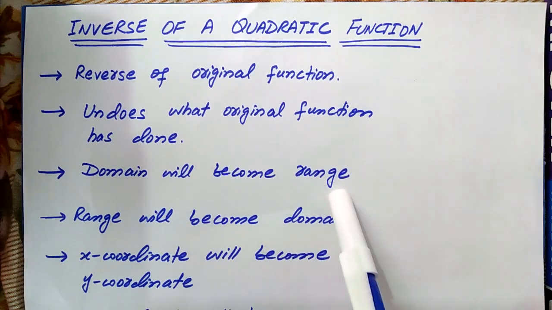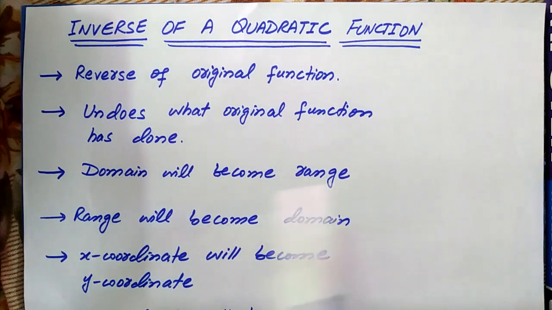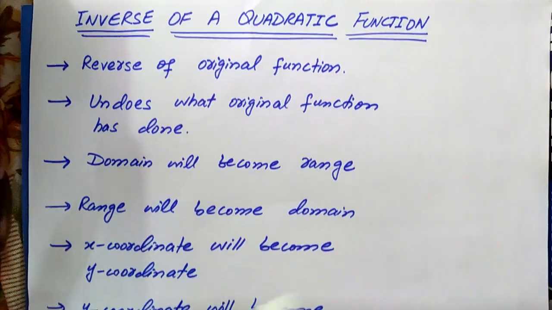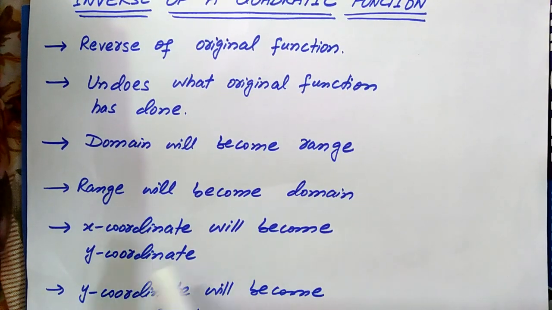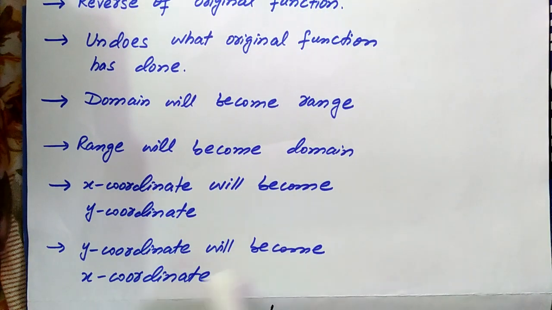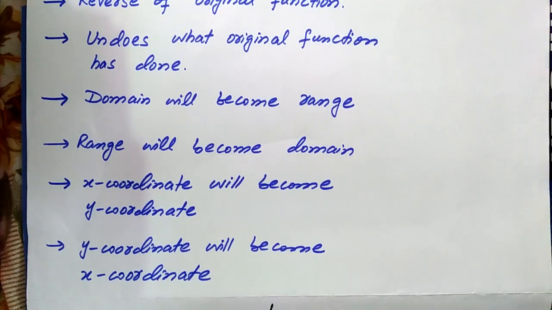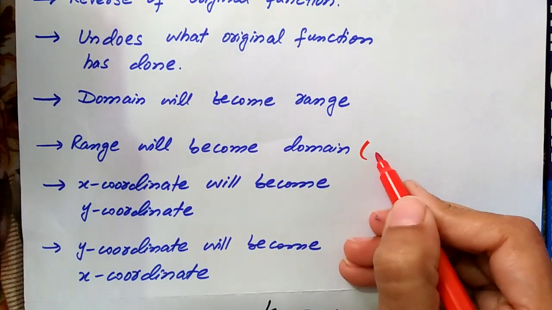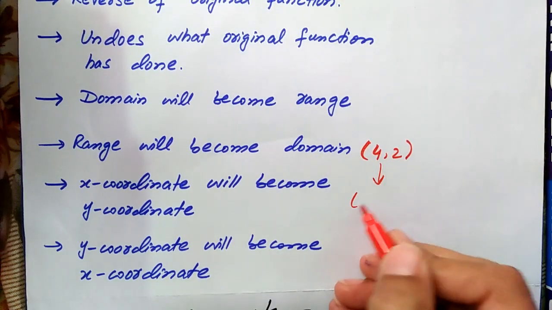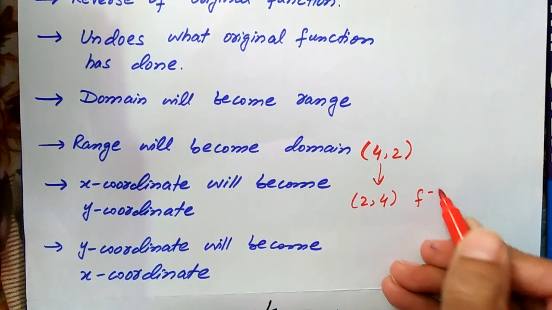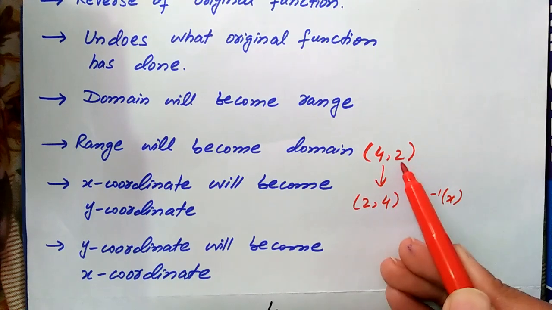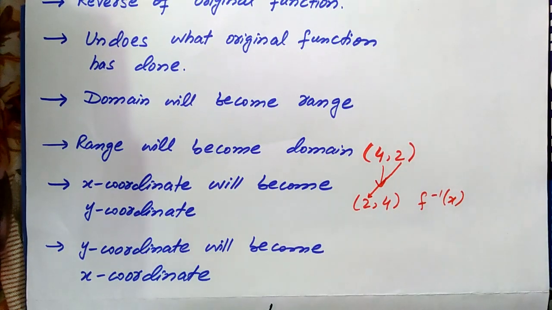Also, the domain of f of x will become the range of f inverse of x, and the range of f of x will become the domain of f inverse of x. The x coordinate will become the y coordinate of f inverse, and the y coordinate of f of x will become the x coordinate of f inverse. For example, we have a coordinate point (4, 2). This coordinate point will be converted into (2, 4) for f inverse of x. The x coordinate will become the y coordinate and the y coordinate will become the x coordinate.